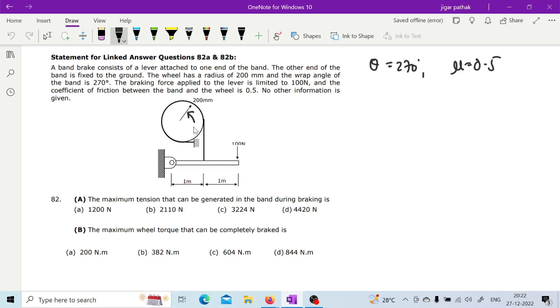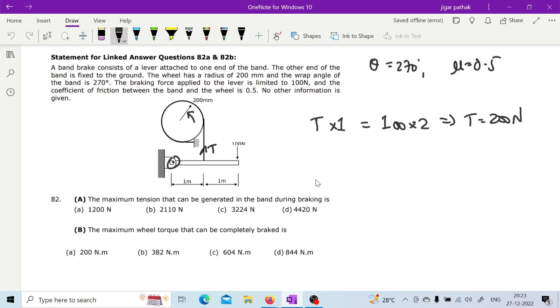So 2110 is the correct answer, right? Because if you take the moment about this particular point, or hinge, then in this tight side, if this force is acting in this direction, then T into 1 will be equated to 100 into 2, which will give you T as 200 Newton, correct? Yes, sir.